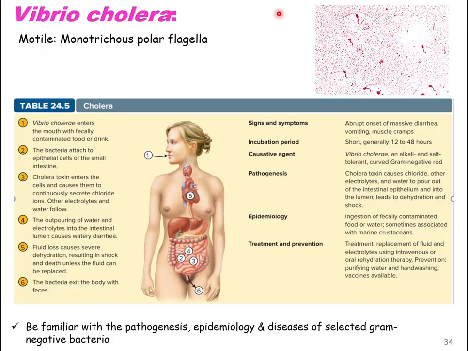Other things as far as clinically and for identification is motility. So Vibrio cholera is a cute little monotrichous polar flagella, so they are motile. I'm going to point out the ones that aren't motile. Might help you out in lab. So that is for you.